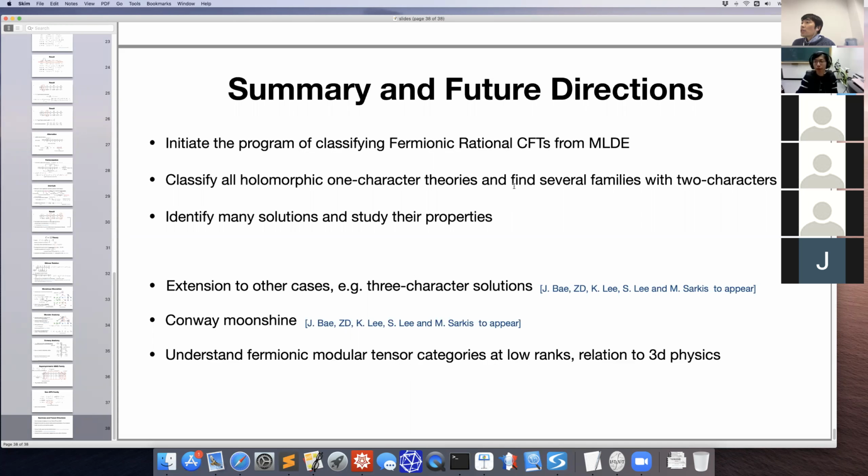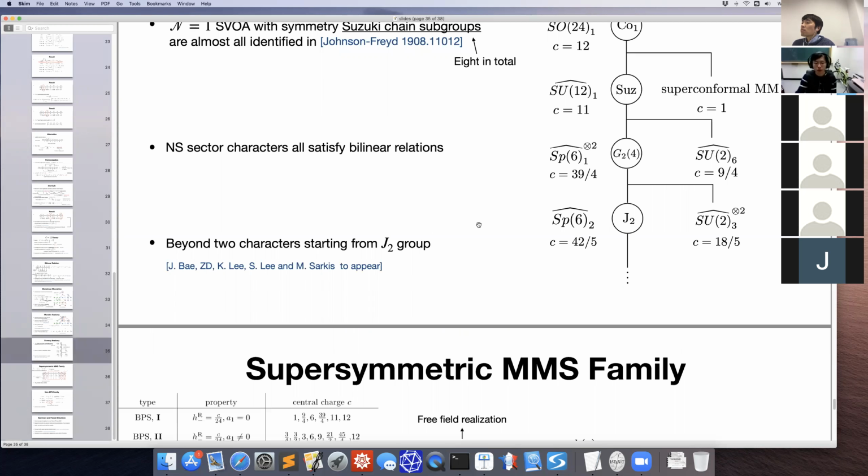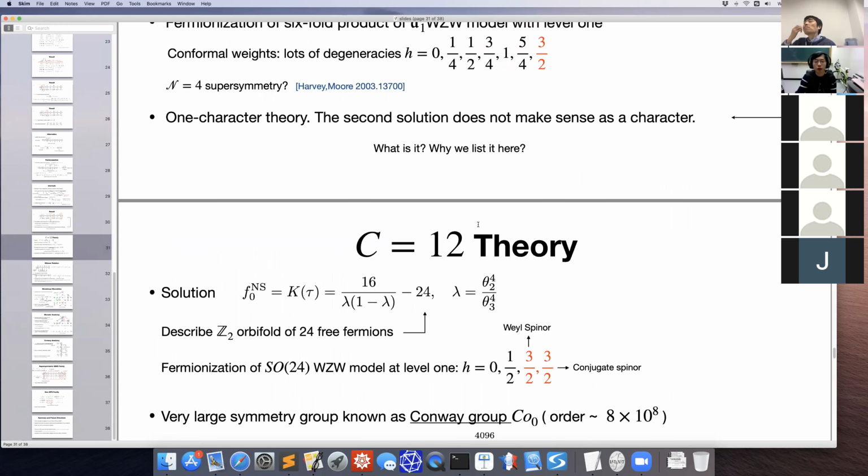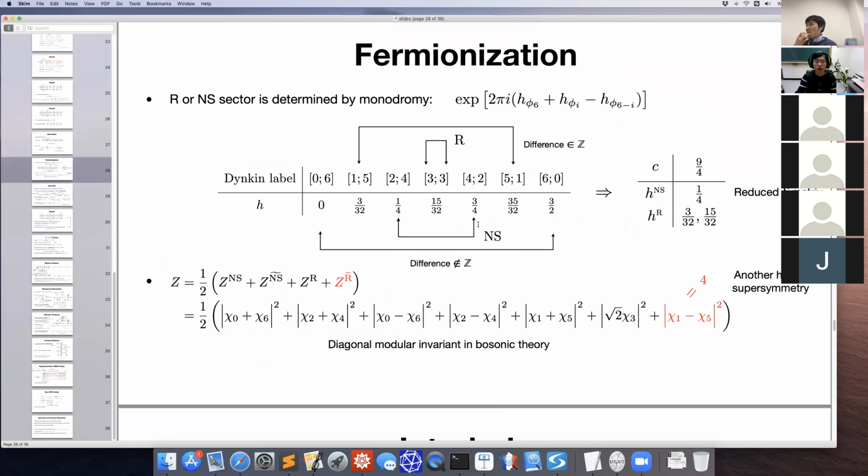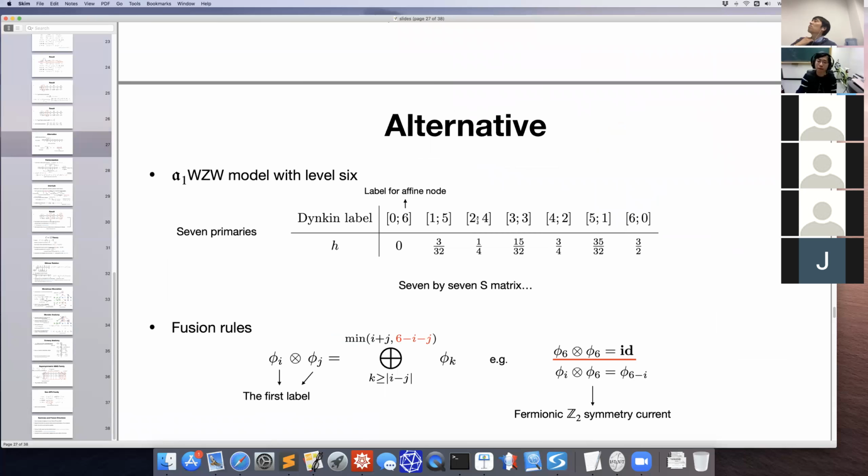Any other questions? I have one more question. Yeah, sure. It seems that all the examples you have have N=2 supersymmetry or super conformal algebra. Could you bootstrap N=1 super conformal algebra from this fermionic system?